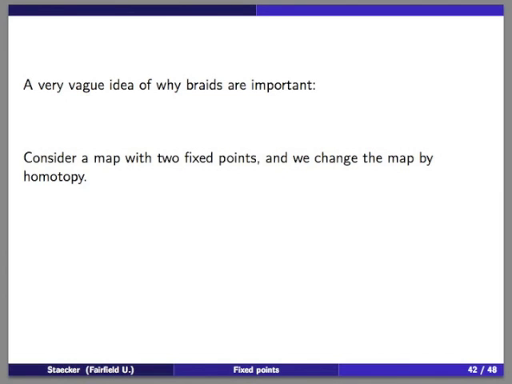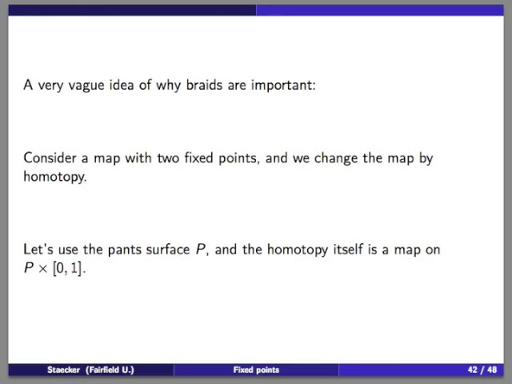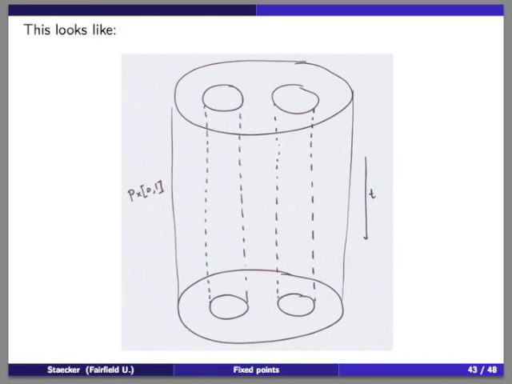Let's consider a map with 2 fixed points, such as Jiang's example, and we're going to change the map by a homotopy and see what happens to the fixed points as we change the map. So let's use the pair of pants surface, which is Jiang's example space, and the homotopy itself will be a map on the surface times the interval. All right. So I'm going to draw. Here's my surface times the interval.